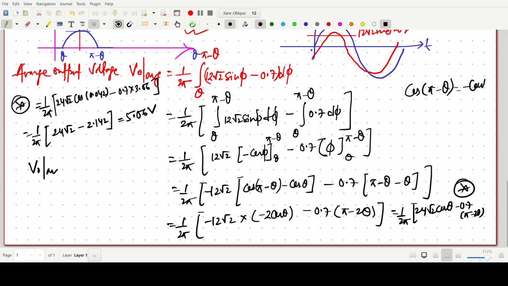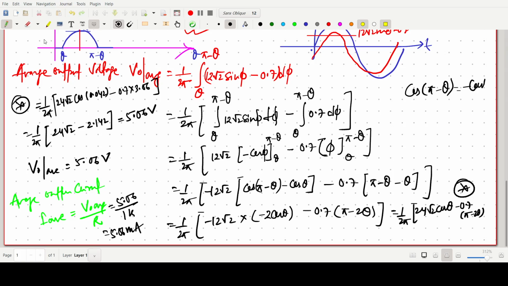So V naught average, we have 5.06 volt, and the final one, we have to find the average output current. For the average output current, I am writing I average equals V naught average, the average output voltage, divided by the resistance. The resistance is 1 kilo ohm. So 5.06 by 1 kilo, which means 10 to the minus 3, so it will go up. So 5.06 milliampere. So this one is the average output current, and V naught average is the average output voltage we have found by using this expression.